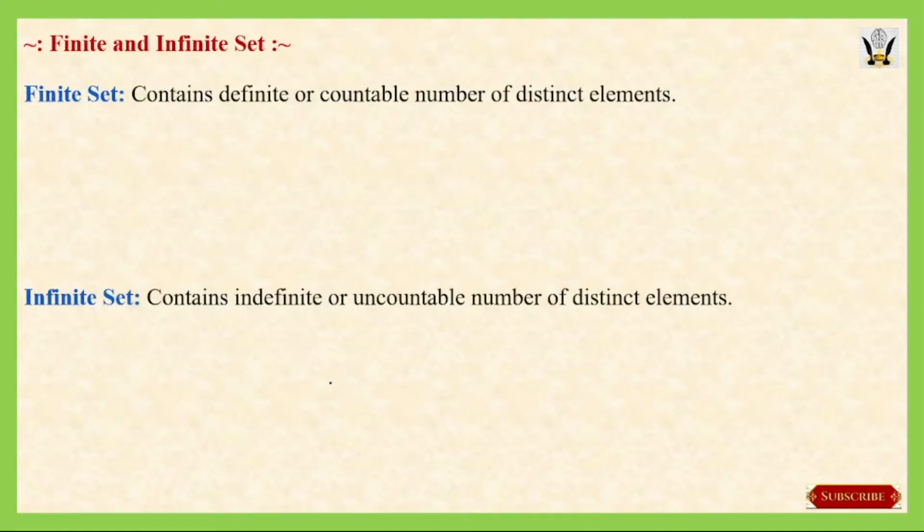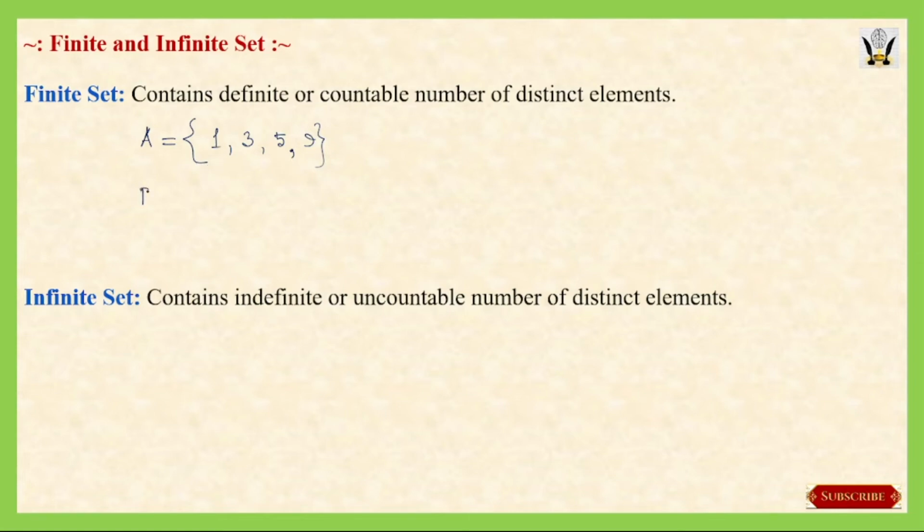Next we will learn different types of sets. Here the first type is the finite set. And what is a finite set? This is a set which contains a definite or countable number of distinct elements. So if I take an example A, within A we have 4 elements and we can count them. This is a definite number. So this is an example of a finite set.